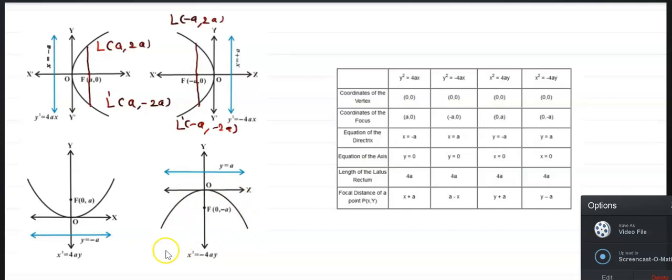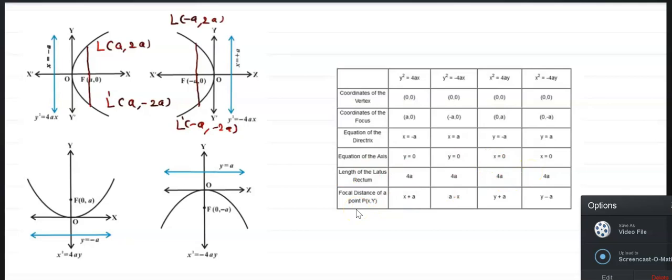The equation of the directrix for this first parabola is x equals minus a. For the second parabola, it is x equals a. And in this case, sometimes it is written as b also, but here it has taken a, no problem. The equation of the directrix is, this is the x axis and below the x axis y equals minus a. And in this case, the equation of the directrix is y equals a. These are the equations of the axis. Here y equals 0, here also y equals 0, and in this case x equals 0. The length of the latus rectum is 4a, every time the length of the latus rectum is 4a.